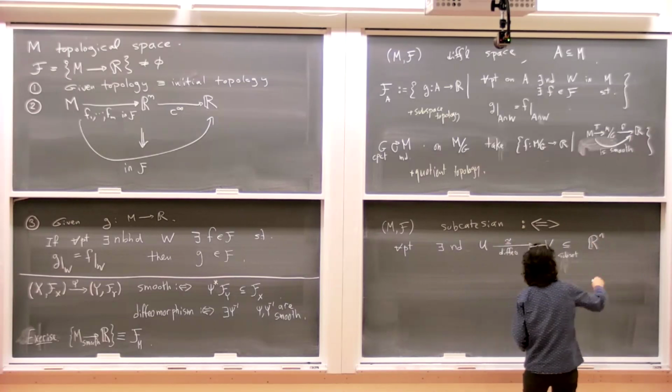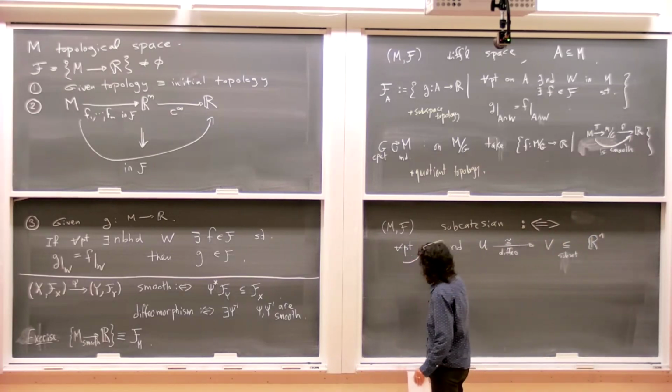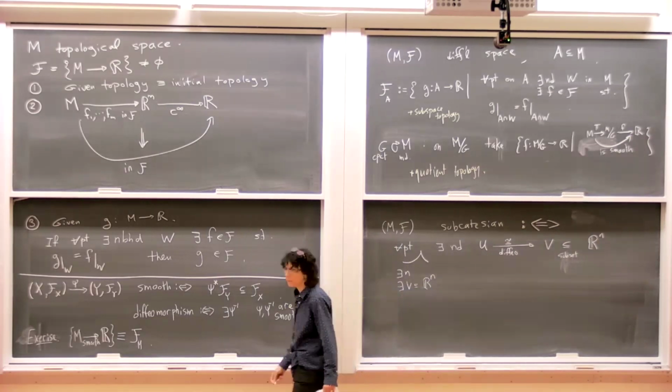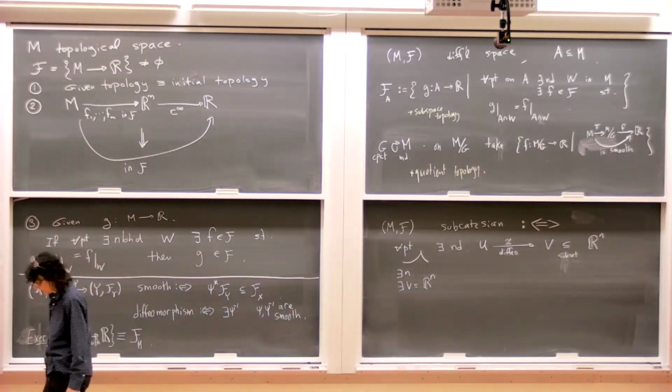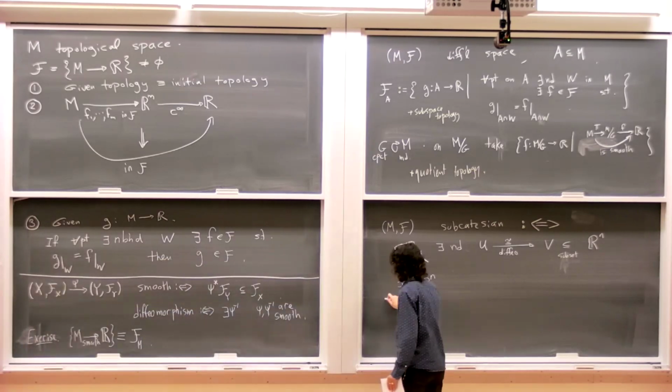Now, n and the subset can differ. I would say there exists an n and there exists a V in Rn such that, etc. They can depend on the point. The dimension at the point will be the smallest possible such n, and the dimension can vary from point to point.